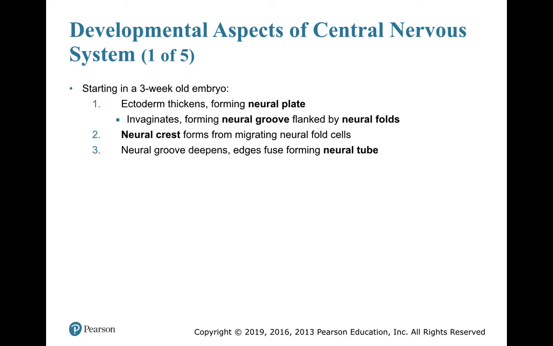Developmentally, well, I know we've gone through a lot of development in the central nervous system, but starting at week 3, in the embryo, the ectoderm is going to thicken. It's going to form a neural plate. That plate is going to fold, forming the neural groove we talked about, and neural folds. The neural crest is going to form. They begin the migration. The groove will deepen, giving us the neural tube that we started out this chapter talking about.